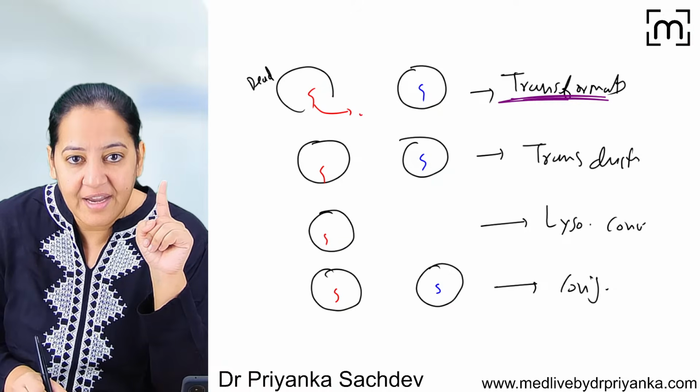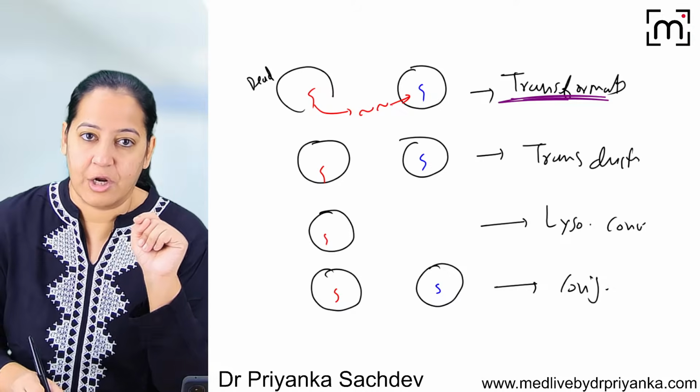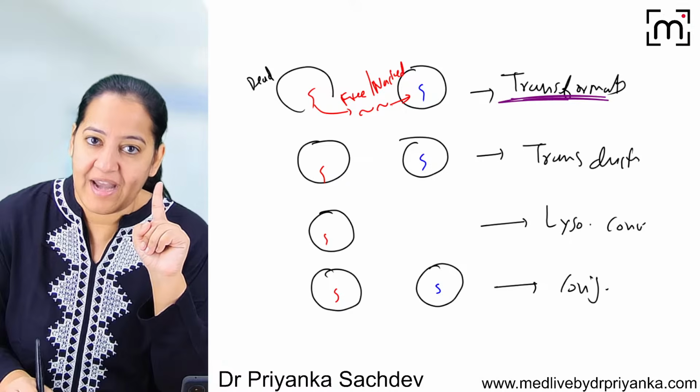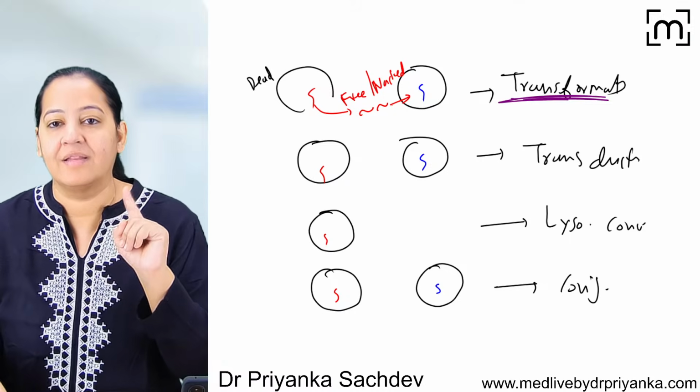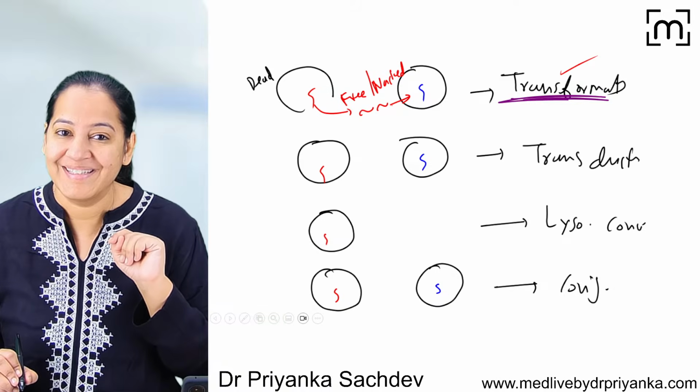So the free DNA is traveling and entering the second bacteria. So no agency is required. Here the DNA is free. Here the DNA is naked. So free or naked DNA entering from one bacteria to another, this method is known as transformation. Say yes if you got it.